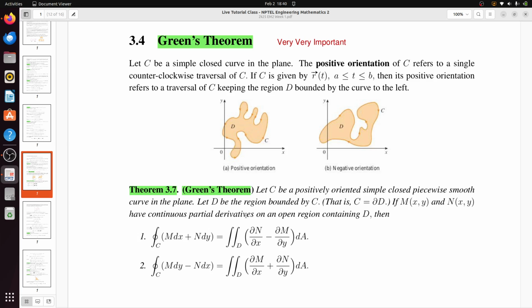One is Green's theorem, the second one is Stokes' theorem, and the third one is the Gauss divergence theorem. So today we will complete this Green's theorem part, and then if time permits we will proceed to the Stokes' theorem part. So I am just once again reading this theorem, then I will go to the problem section.